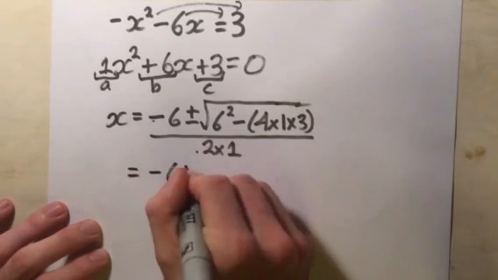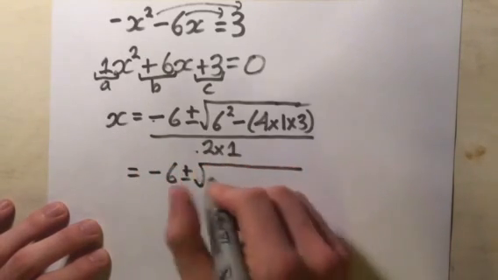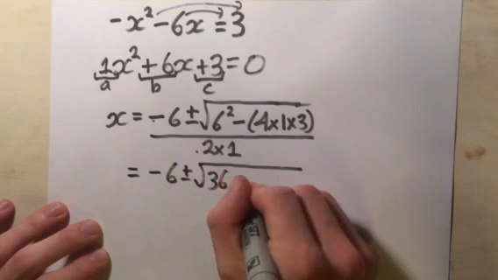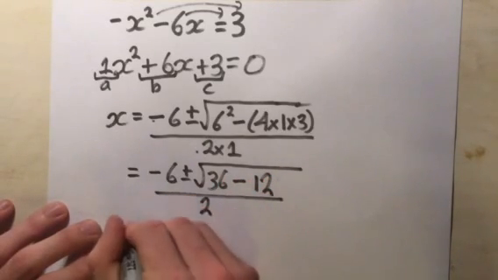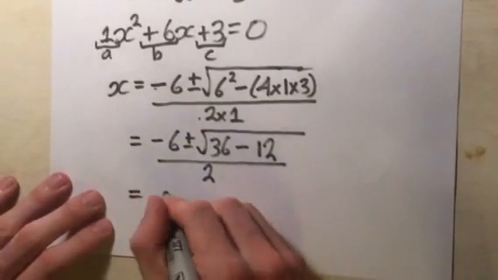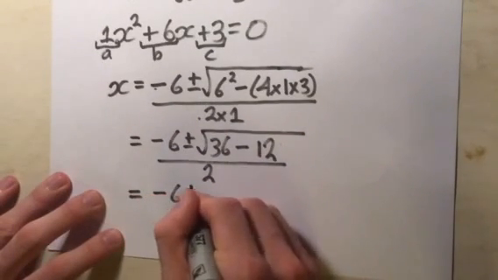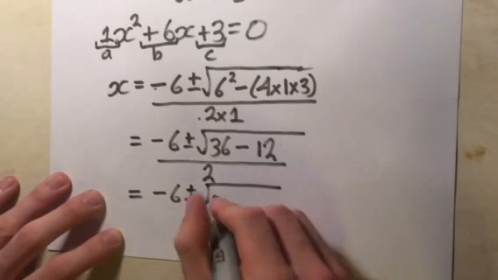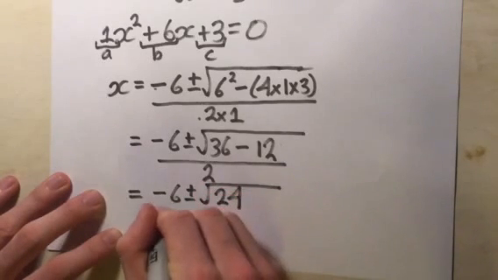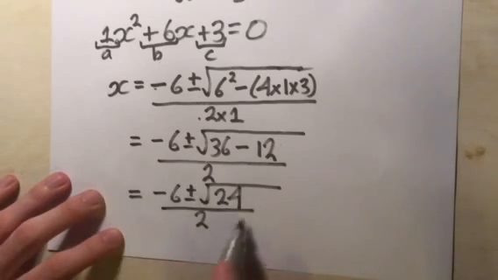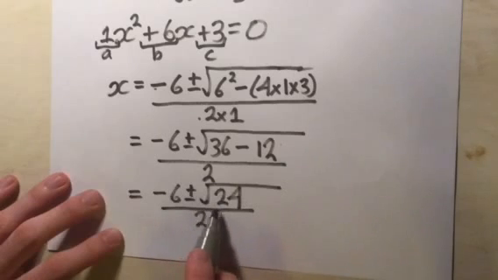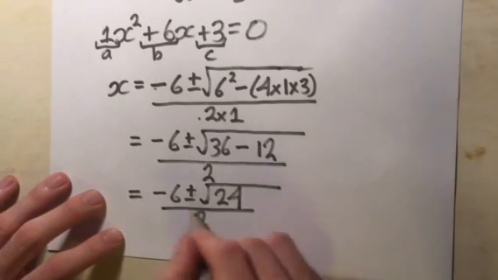minus 6 plus minus the square root of 36 minus 12 over 2, which is going to equal minus 6 plus minus the square root of 24 over 2. And before we finish up here, we can see that our root 24 actually can be split up as a surd. We can break this surd down.